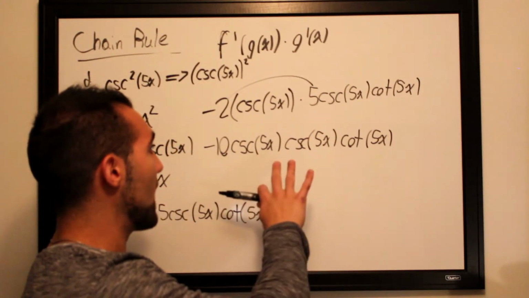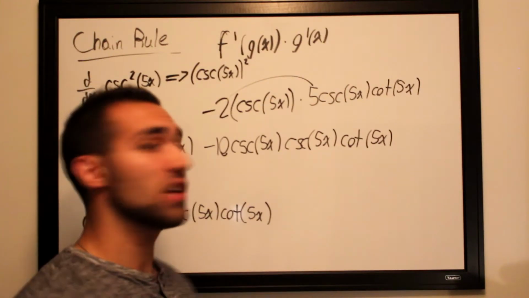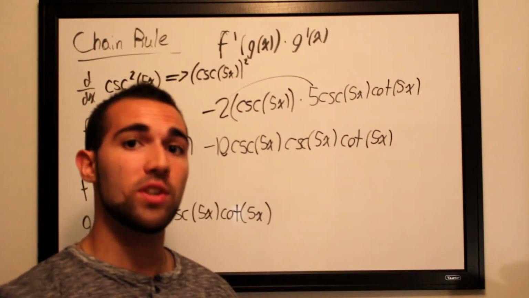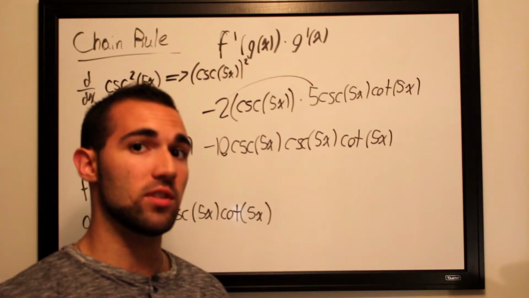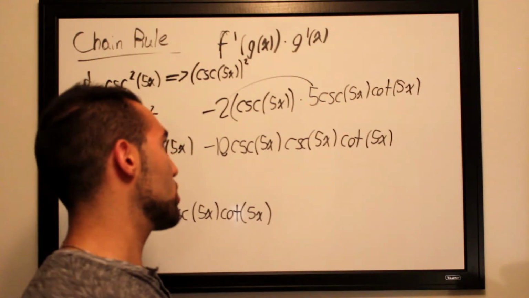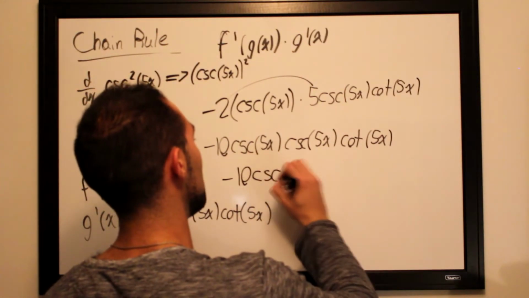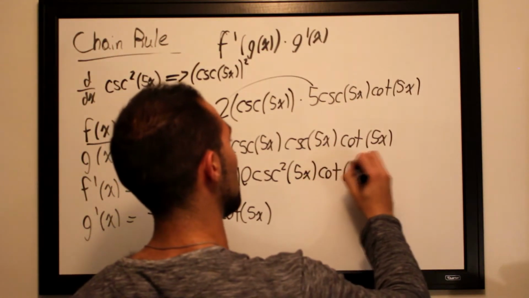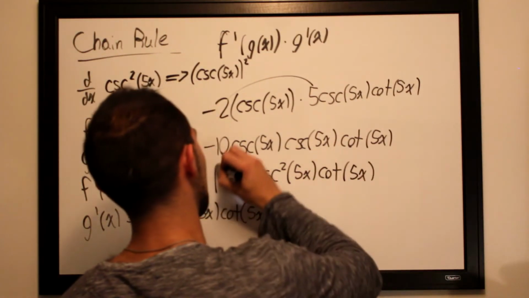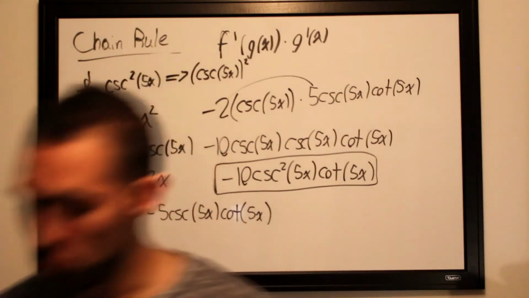Now we can join these last two terms right over here, which are cosecant of 5x and cosecant of 5x. Those can be multiplied out and joined together to make cosecant squared of 5x, because essentially it's the same term twice, so we can just square the entire thing. So our final answer will be negative 10 cosecant squared of 5x multiplied by cotangent of 5x. That is the derivative of our entire function using the chain rule.